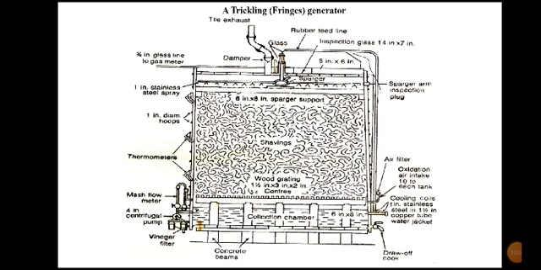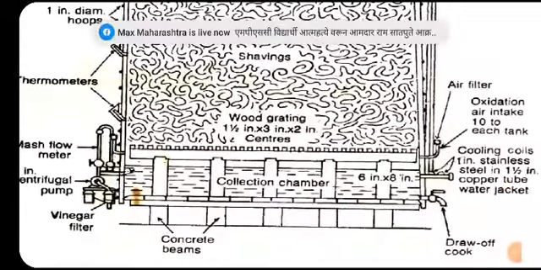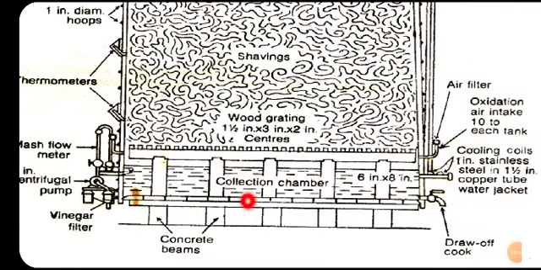Now this is the design of the French generator. We can see here the different parts. From the bottom we can see that there is a concrete beam which supports the fermenter tank. At the bottom there is a chamber called the collecting chamber. This collection chamber contains the mixture stock, as we have discussed above the composition. So this mixture stock is present in this collection chamber.